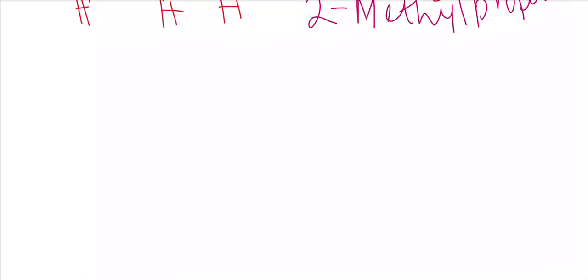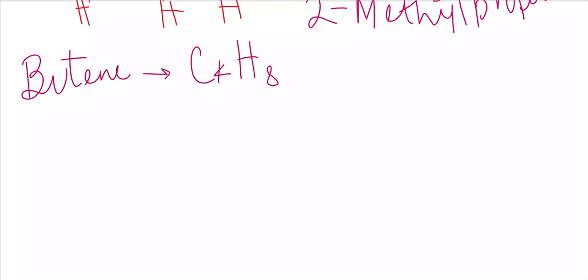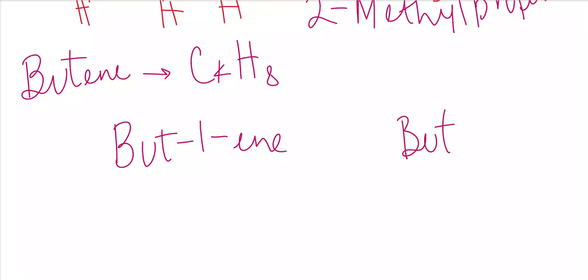Like for example in alkenes, the 2 forms of butene, which has the formula C4H8. So this is the first one. The 2 isomers of these are but-1-ene and but-2-ene.